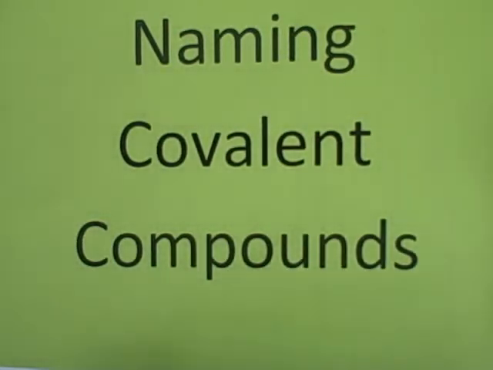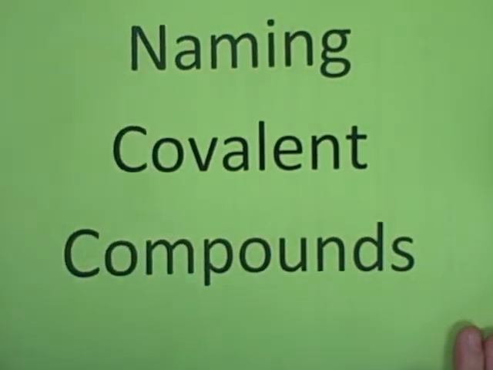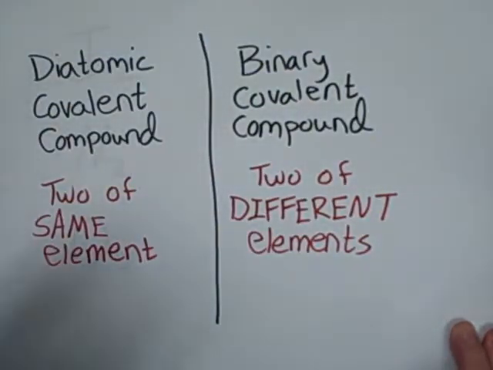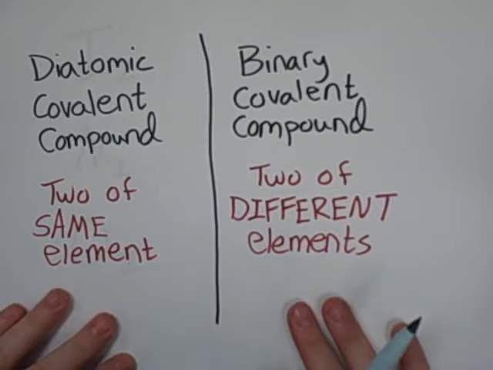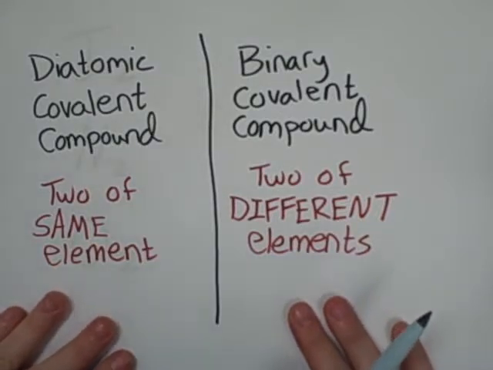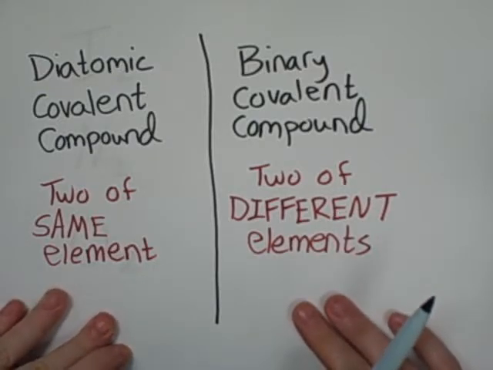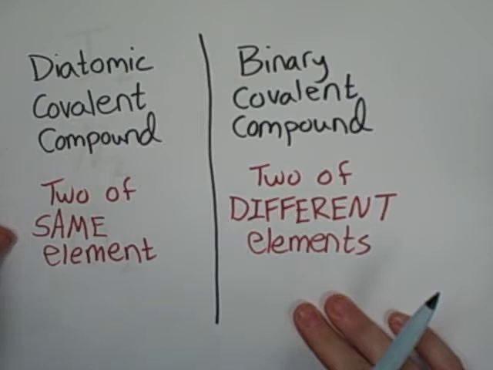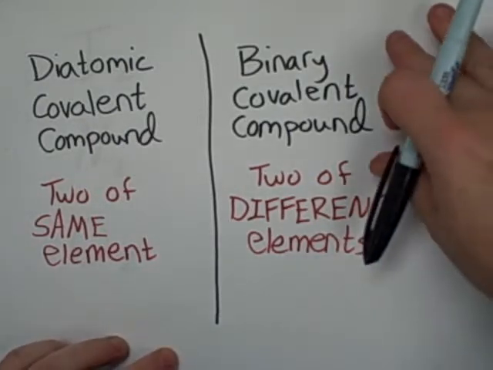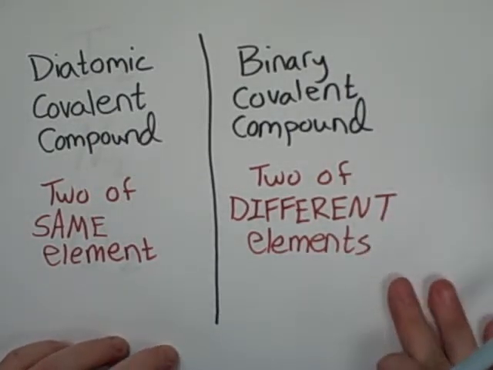This lesson is on naming covalent compounds. When we're naming covalent compounds, we're going to learn how to name two types. There are actually many more than two types of covalent compounds, but at this point in your chemistry career, you only need to name the two simplest. First is the diatomic covalent compound. Second is the binary covalent compound.